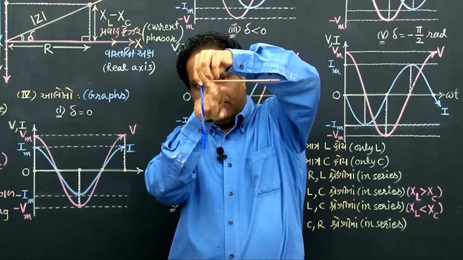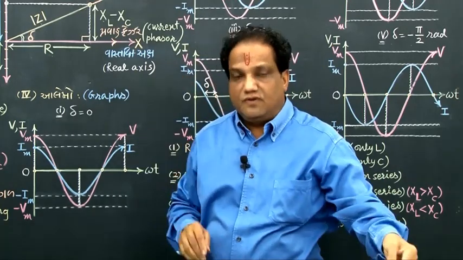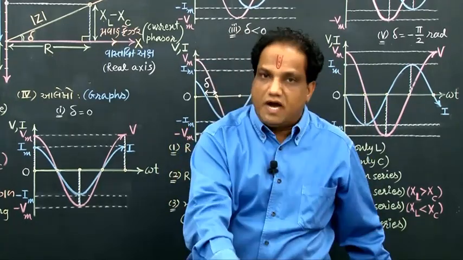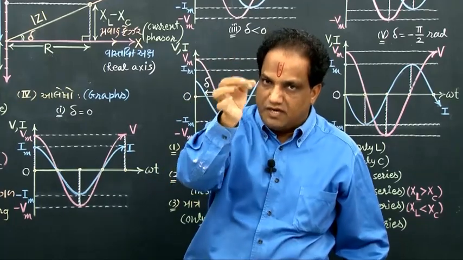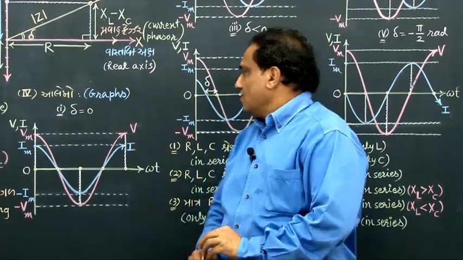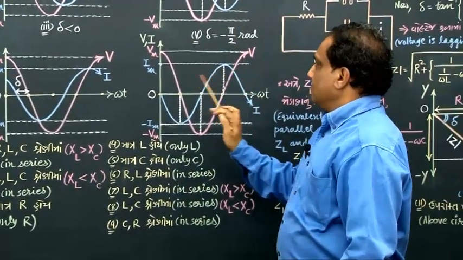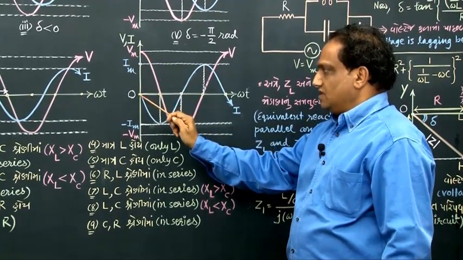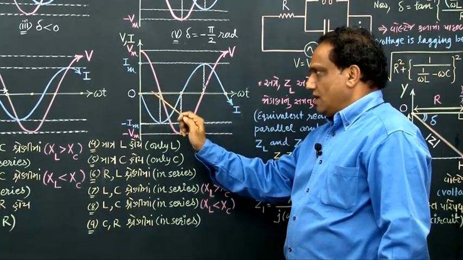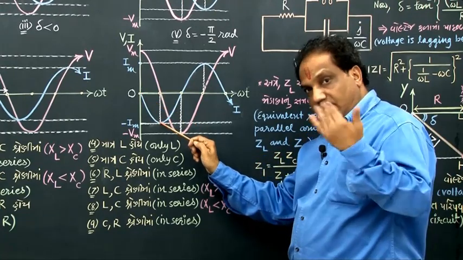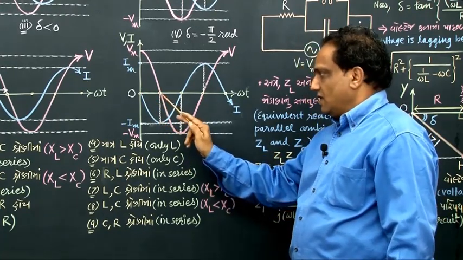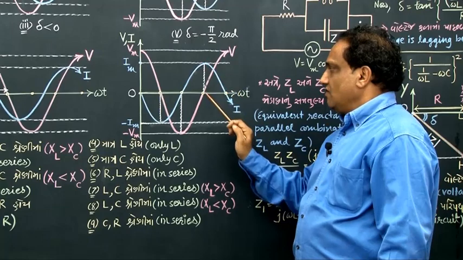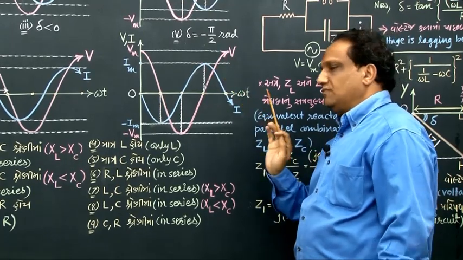What is this angle between them? This angle is pi by 2 radian, correct? But because that angle is in the fourth quadrant, I should take delta equals minus pi by 2 radian. For delta equals minus pi by 2 radian, these are the graphs in which you can see when voltage is maximum, current is 0. But when voltage becomes 0, current becomes maximum on the negative side. Then when voltage becomes maximum, current becomes 0. When voltage becomes 0, current becomes maximum. When voltage becomes maximum, current becomes 0.